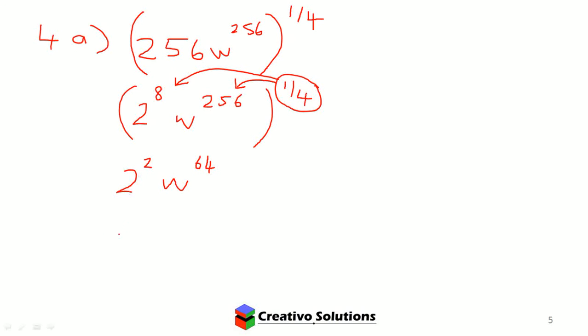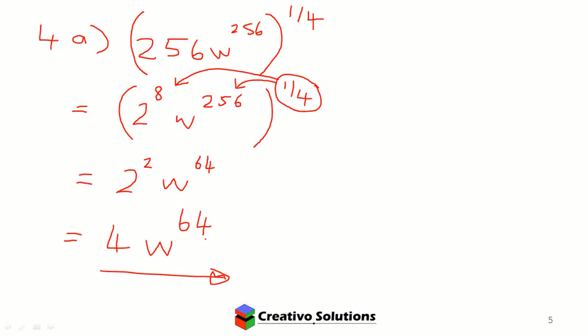I could write that as a number, so I could write that as 4w64, and that would be the simpler answer to that expression that we had at the beginning. I've removed the bracket by multiplying the quarter into those two numbers. We know that 256 is the same as 2 times 2 times 2 times 2 times 2 times 2 times 2 times 2, 8 times. And therefore I can simplify and make this number a lot easier to write, and it's a lot shorter as well.